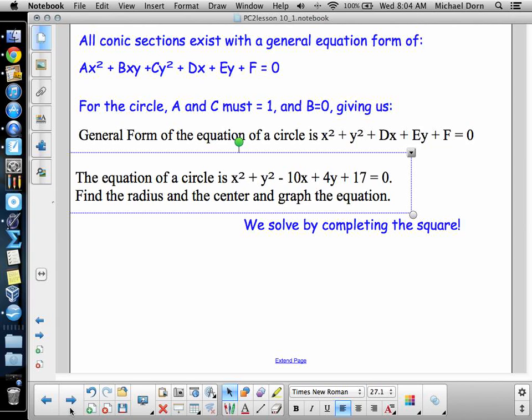In the case of a circle, A and C must both equal 1 and B must equal 0. Now, actually, if A and C don't both equal 1 but they equal each other, we can divide through by a constant, whatever that value is, to set them equal to 1. So it's good enough if just A and C are equal to each other. Because A and C equal 1 and B must equal 0, there cannot be an xy term. We could simplify the equation to x squared plus y squared plus dx plus ey plus f equals 0.